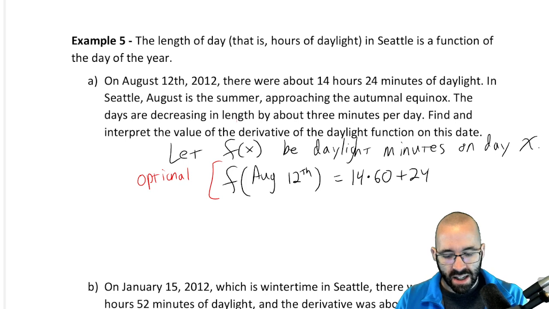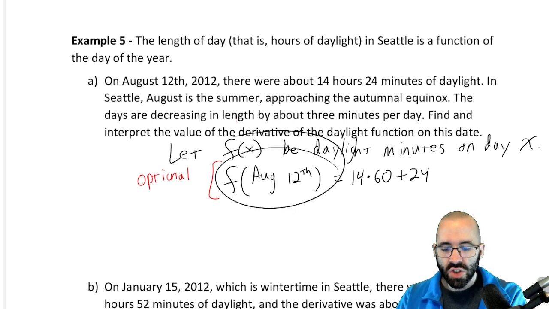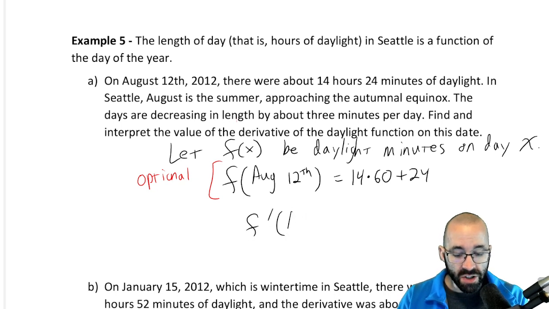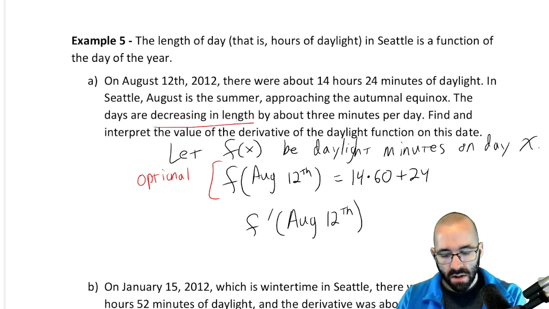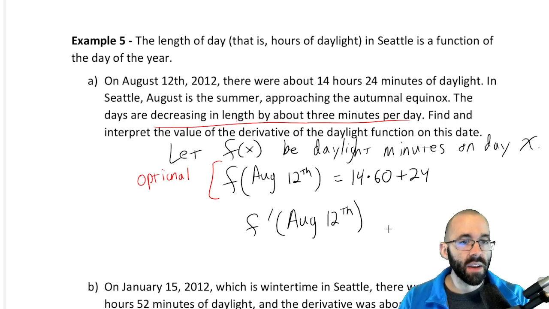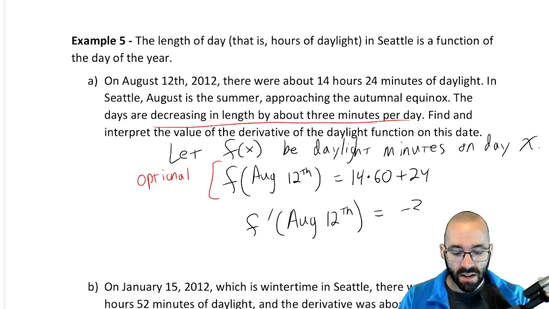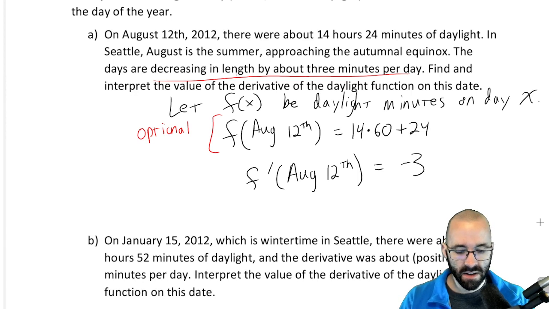What the problem is really asking us to do is interpret and find the value of the derivative. So how is this function changing on August 12th? How the function's changing is its derivative. How is the daylight changing on August 12th? It's decreasing by 3 minutes every day. That rate of change is -3. The amount of daylight is going down.